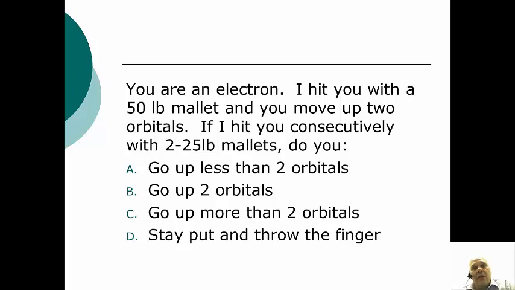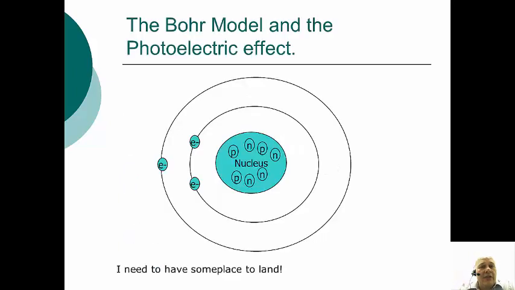Now it seems like, of course, if the electron gets hit with a mallet in the same way that a rubber U got hit with a truck, it shouldn't make any difference. You should end up in the same place. In fact, that's not true. Because the issue is that you have to have a landing place.